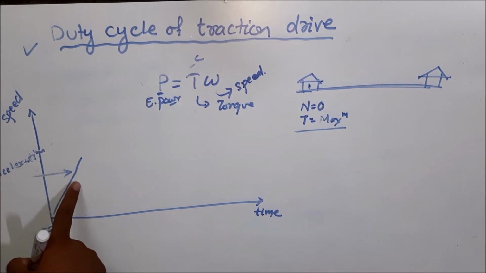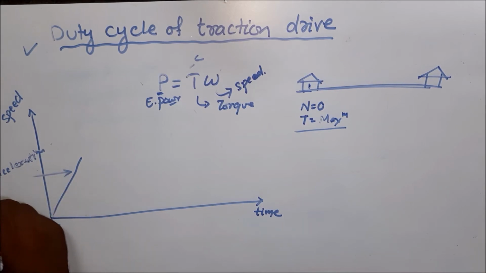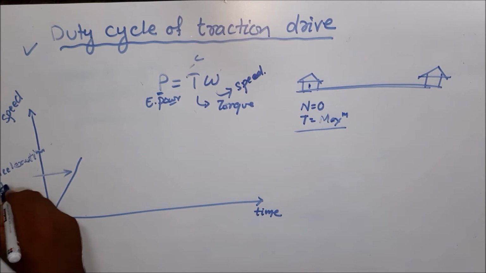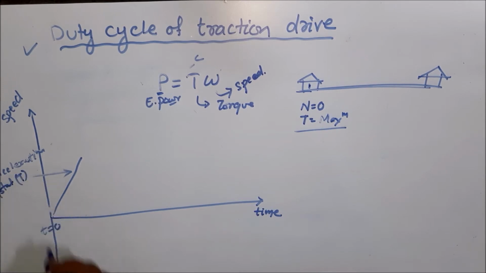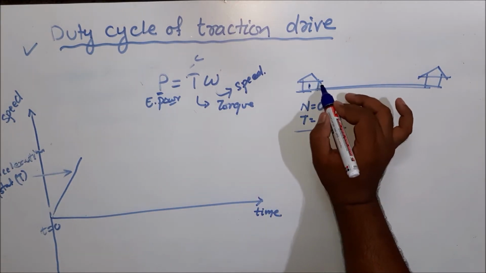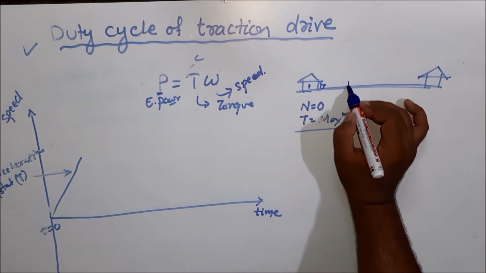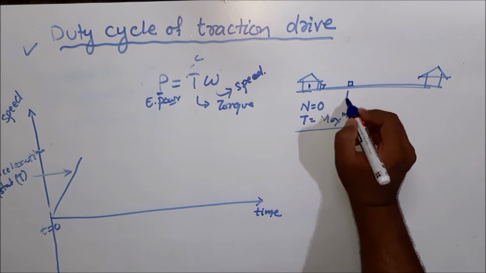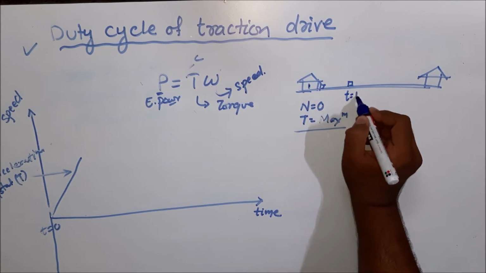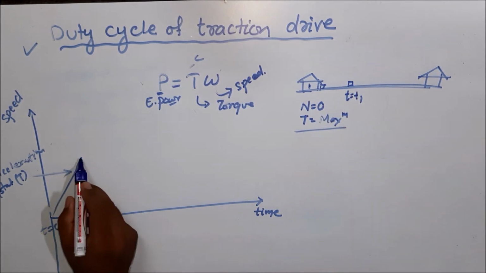This part is acceleration time with constant torque. With constant torque the train is accelerated, and the train travels from here to here, and when it reaches here, the time is equal to t1.